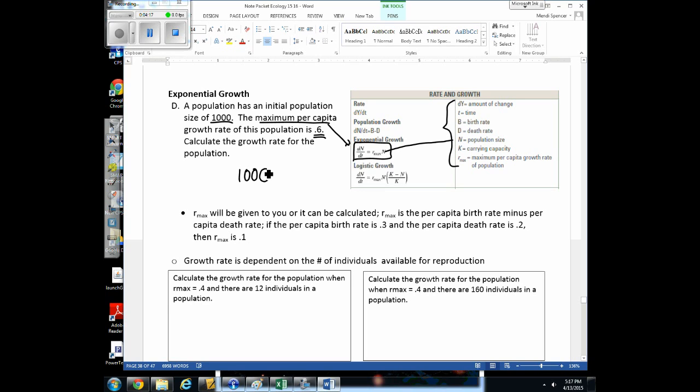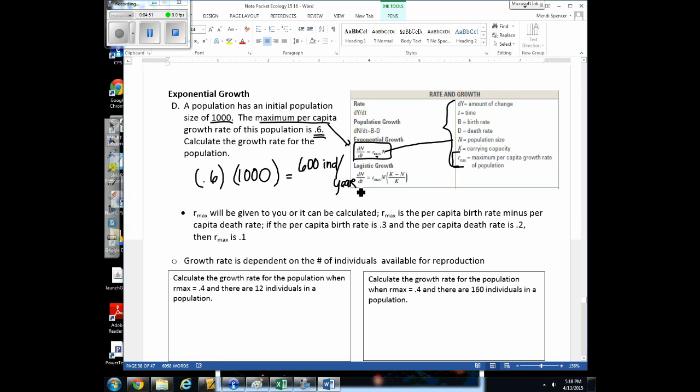And it says there's a maximum per capita growth rate of 0.6. And that's defined for you right here. That's telling you that this number is 0.6. So we're just going to take 0.6, which is our max, times 1,000, and that's going to give us our population growth rate. We're getting a change of 600 individuals per year.